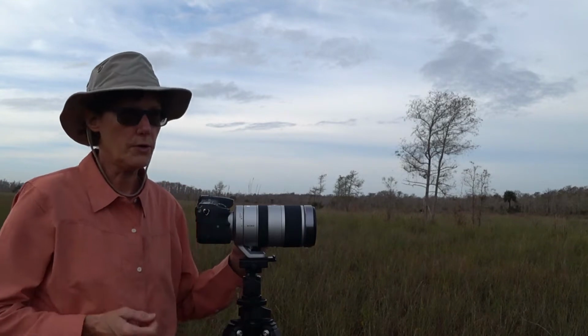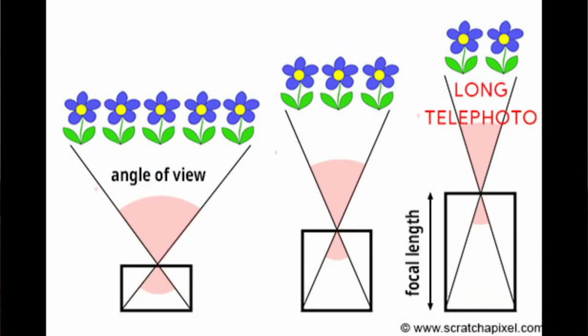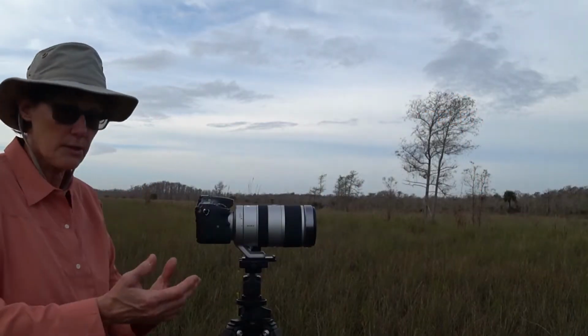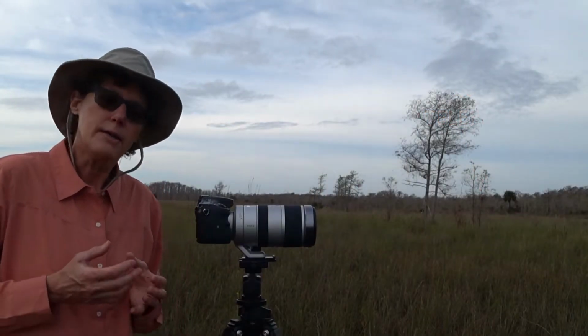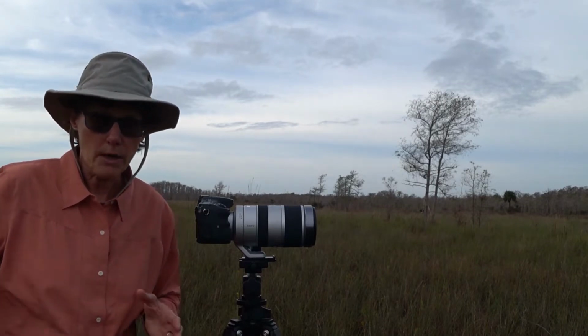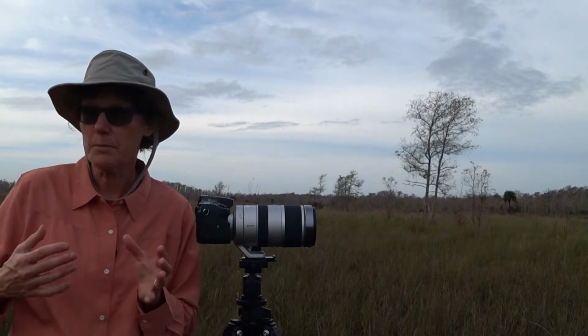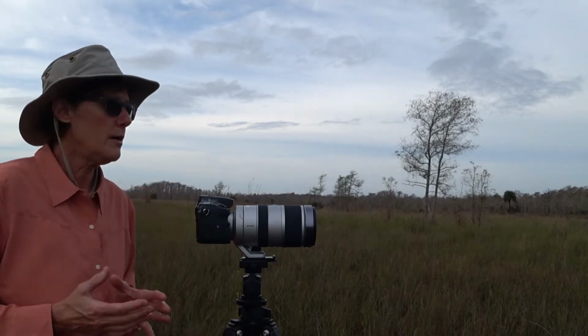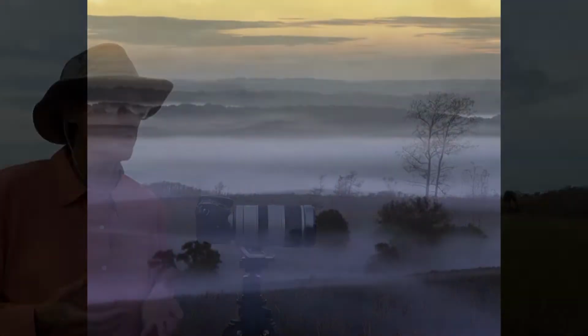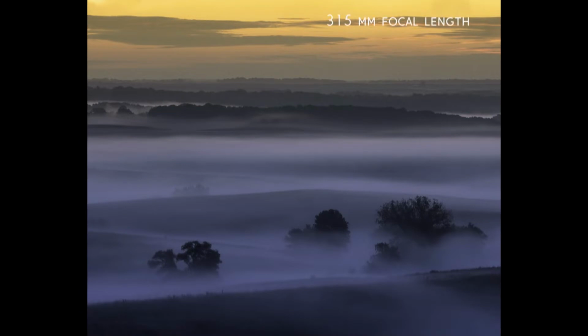With the telephoto, you're going to get a much narrower angle of view, which means that everything is going to look closer. These trees are going to look closer to you. The distances between objects are going to look closer, and essentially what that's doing is compressing the scene. Here's an example of a shot I took in Iowa. Everything you see in the frame here is far, far away from me, but yet everything looks relatively close.